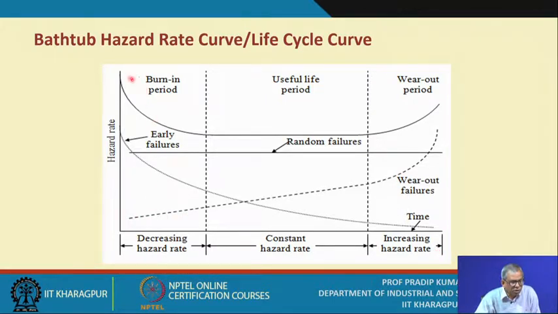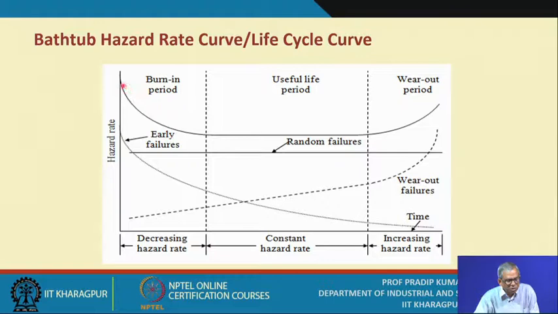Now, here when you start using the product, is it okay? Over the entire life of the product, the product is born here, you start using it, and the product dies at this point in time. So, whatever may be the quality of the product, whatever may be the design level of the product, the product is born and the product also dies.